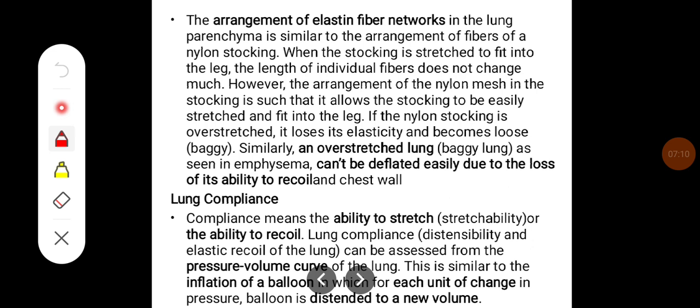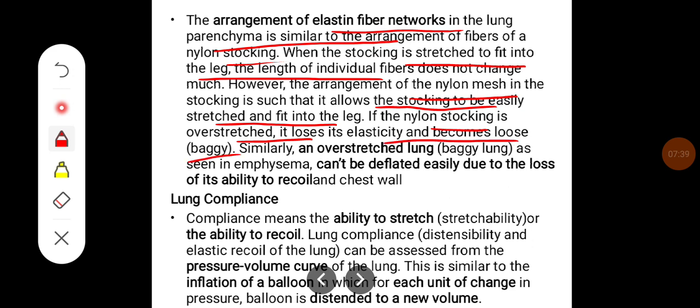The arrangement of elastin fibers in the lung parenchyma is similar to the arrangement of fibers of a nylon stocking. When a stocking is stretched to fit into the leg, the length of the individual fibers does not change much. However, the arrangement of nylon mesh in the stocking is such that it allows the stocking to be easily stretched and fit into the legs. If the nylon stocking is overstretched, it loses its elasticity and becomes loose, that is baggy. Similarly, an overstretched lung, a baggy lung, as seen in emphysema, can't be deflated easily due to the loss of its ability to recoil.